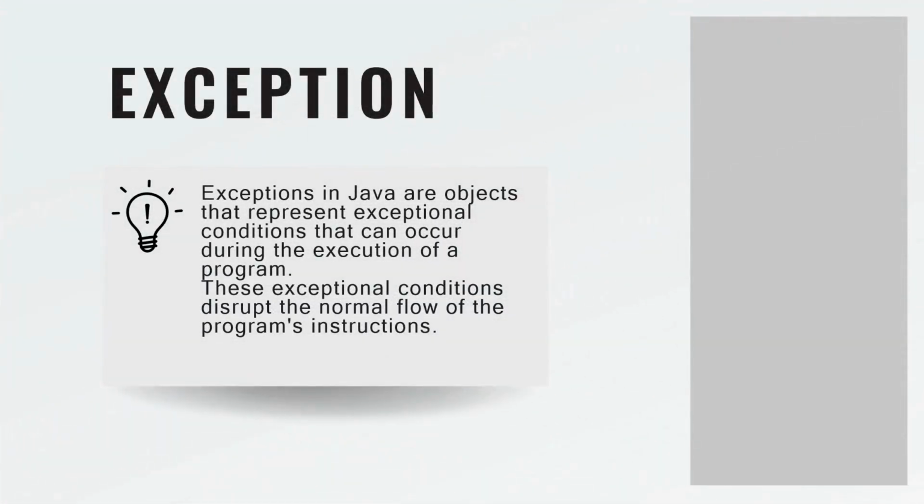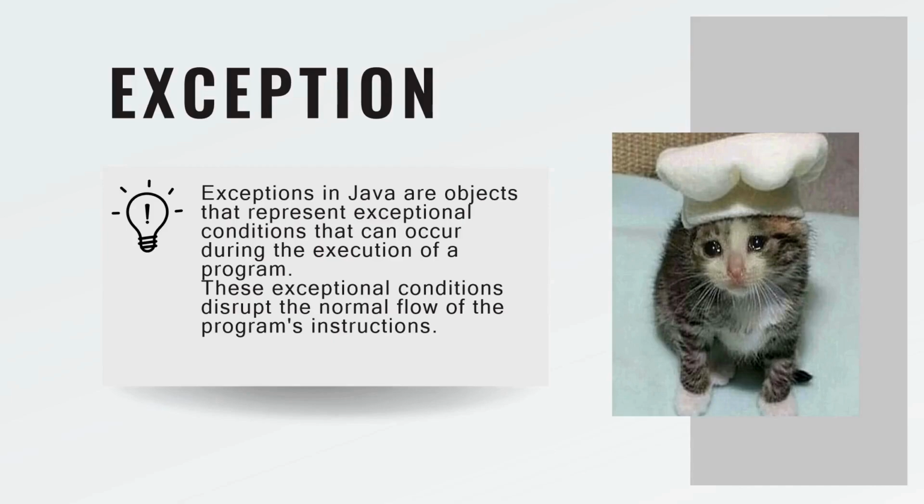Exceptions in Java are objects that represent exceptional conditions that can occur during the execution of a program. These exceptional conditions disrupt the normal flow of the program's instructions. Imagine you're baking a cake following a recipe. Now let's say you run out of sugar while mixing the ingredients. That's like an exception in baking. It's something unexpected that stops you from following the recipe smoothly.